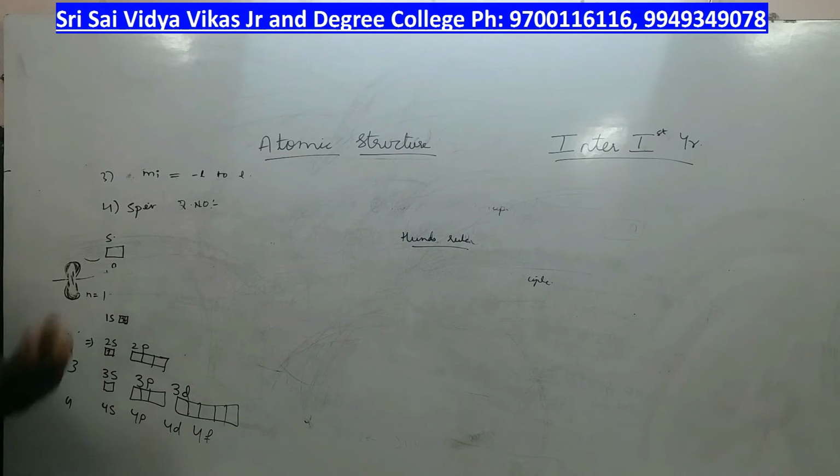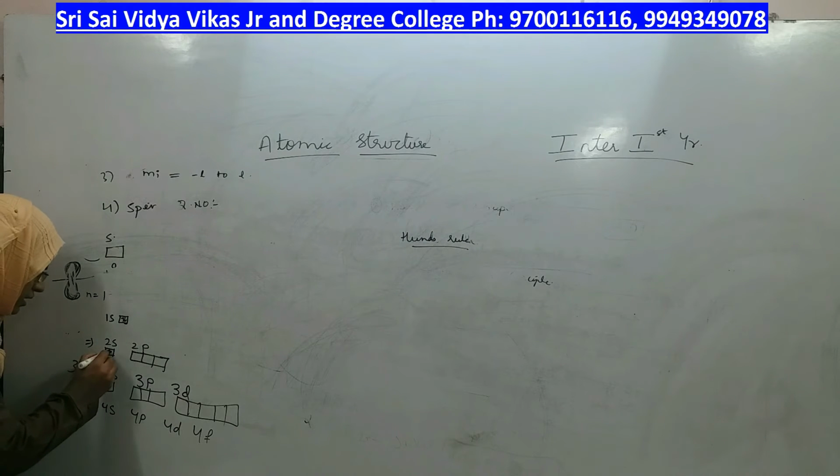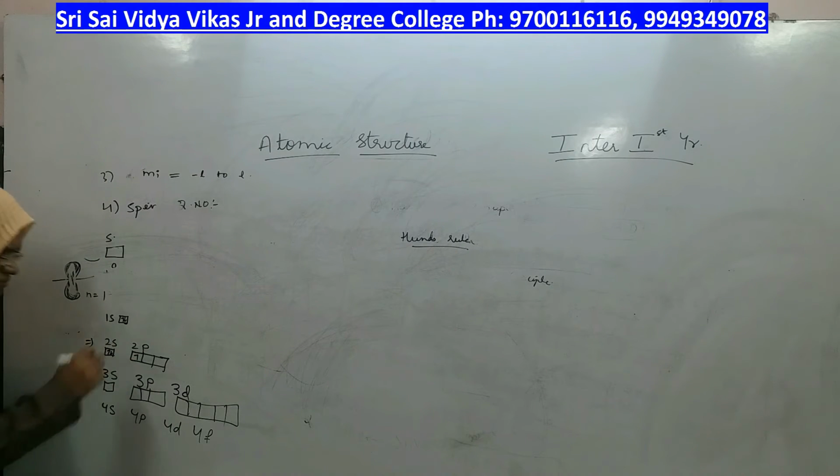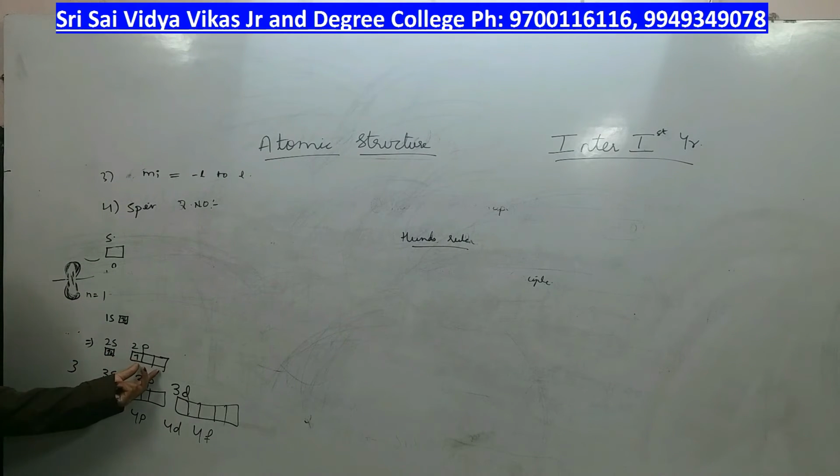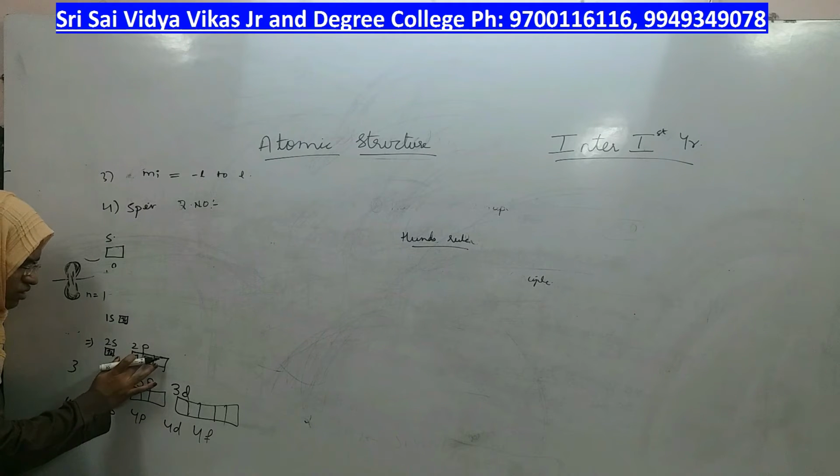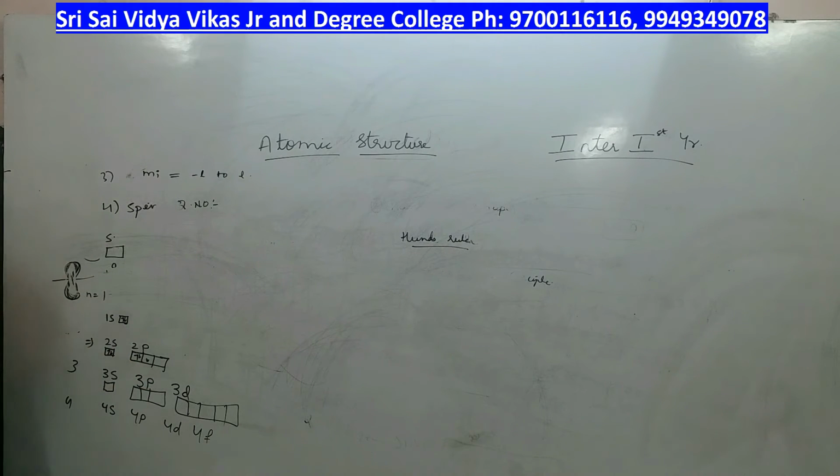To know that, Hund's rule should be applied. Hund's rule states that after filling one orbital completely, then only we should go to the next orbital in the same subshell. Where should I add the next electron? Shall I add the next electron here or shall I add the next electron here?